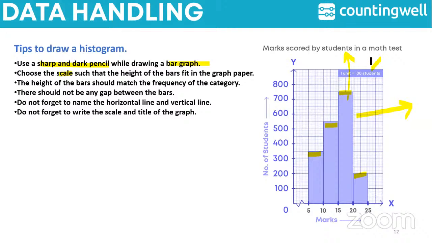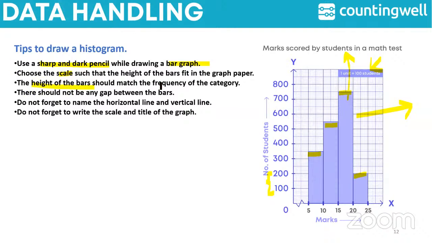That's why you have to cleverly choose the scale. Scale means, you can see here they have chosen 1 unit equals 100 students. So here you can see the markings are 100, 200, 300, meaning 1 unit is equal to 100 students. And we have frequencies like 350, 550, 750 and so on. If we choose 50, 100, 150 and so on, the y-axis will go outside your graph paper. That's why it is very important to choose the scale properly.